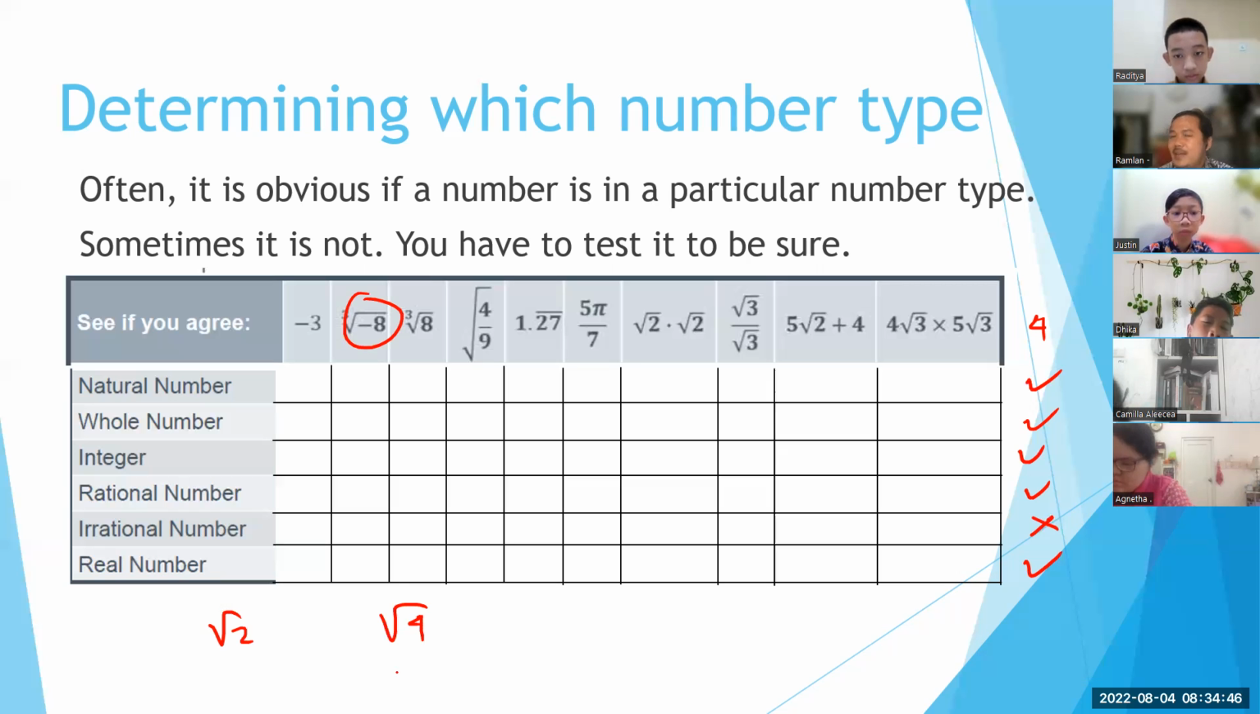Kita bisa simplify nggak? Kita bisa ganti nggak ke angka lain? Square root of 4 itu berapa sih? Akar 2 berapa guys? Akar 4 itu berapa sih? Bisa calculate. 2, right? It's 2.